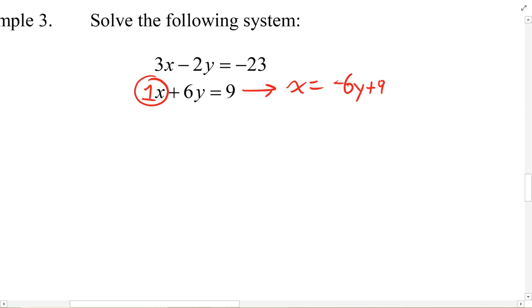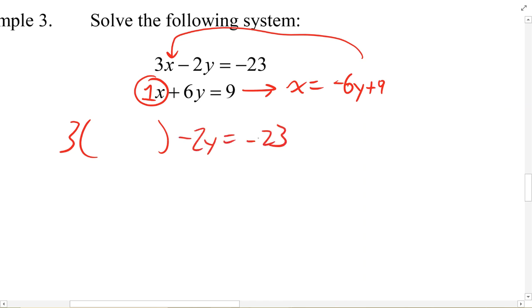Okay. So now what you're going to do is take this and substitute it into the other equation. So you're going to get 3 bracket minus 2y equals negative 23. Okay. And in here, you're going to get negative 6y plus 9. So you have to use your distribution properly, your distribution rule, multiply into both parts.